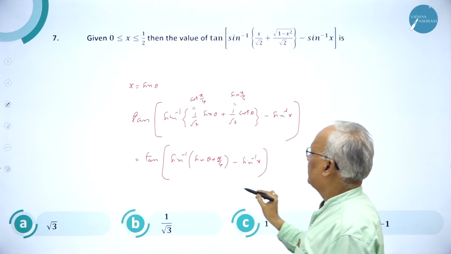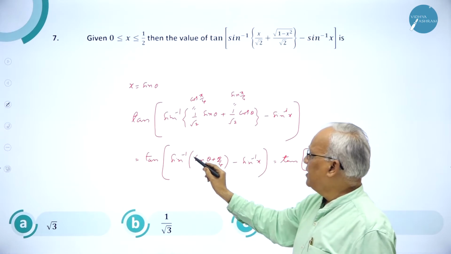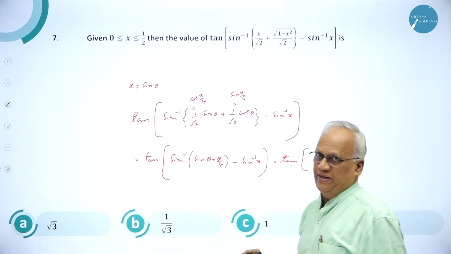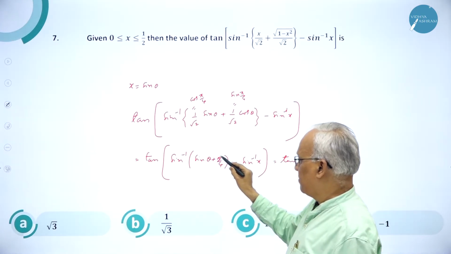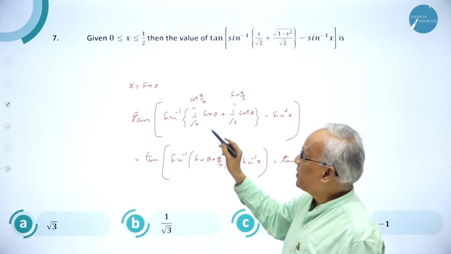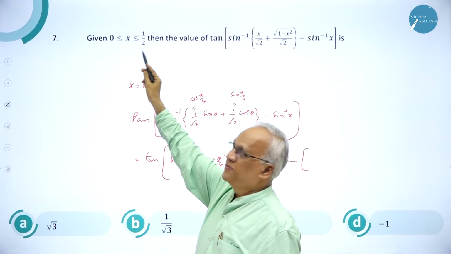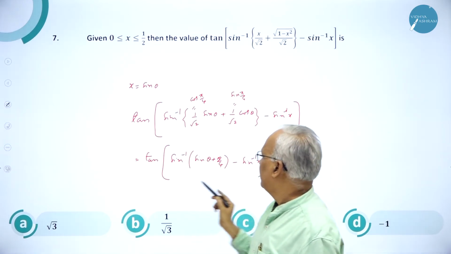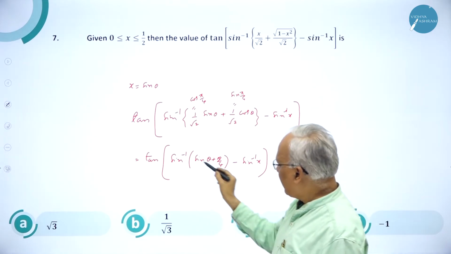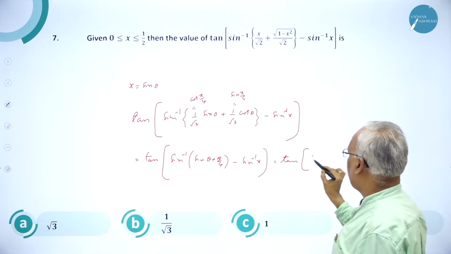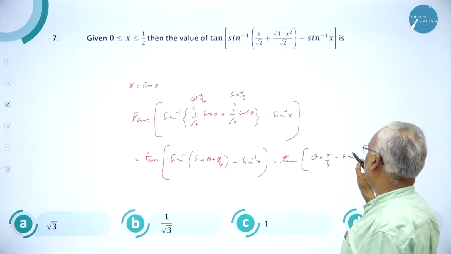Minus sine inverse x as it is, you take, which is equal to tan of now sine inverse of sine of theta plus pi by 4. See, this cannot exceed pi by 2, that you should know first. That's why this condition is given. See, the angle cannot be more than 30 degrees because it is between 0 and half, meaning not more than 30. This is pi by 4, 45 plus 30 is definitely less than 90. So I can definitely use that theta plus pi by 4 here. Theta plus pi by 4 minus sine inverse x.